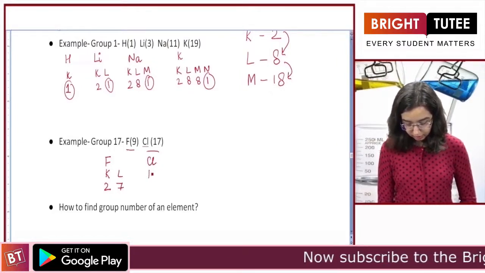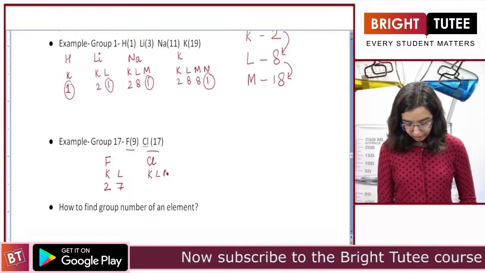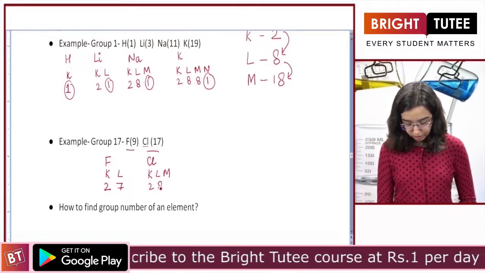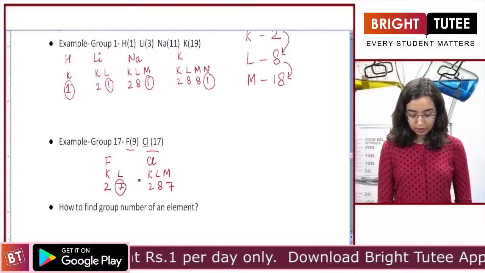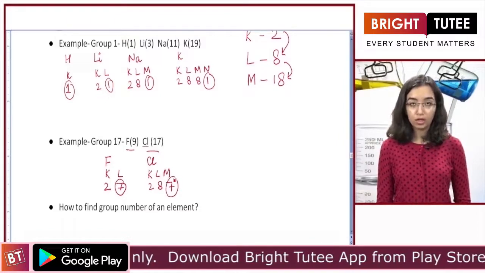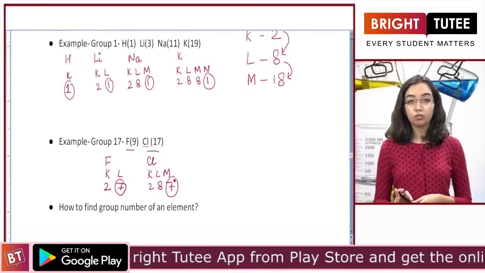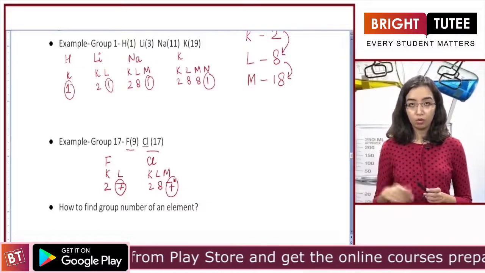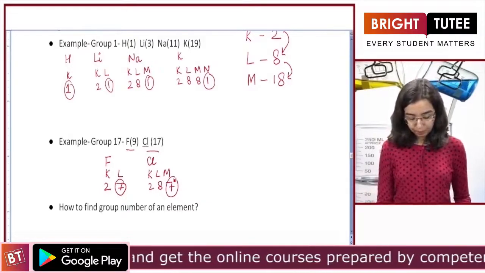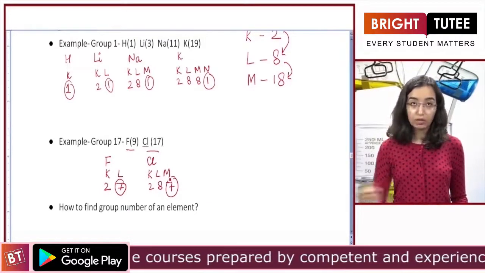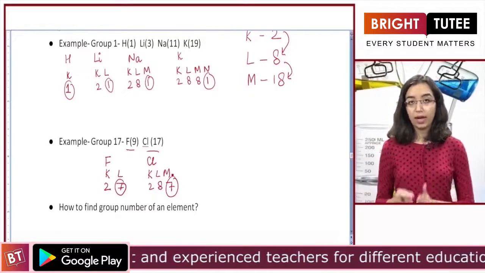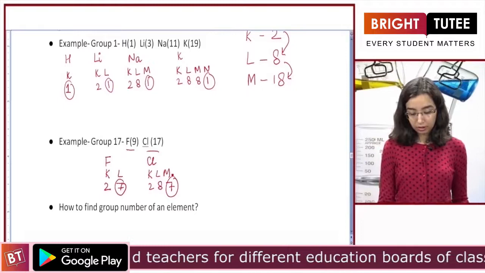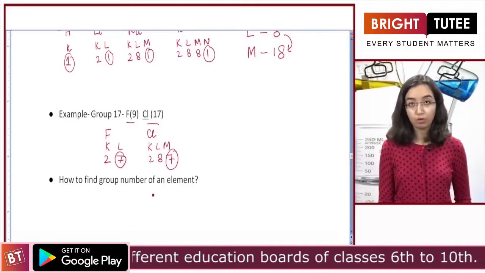Chlorine again has K, L and M shell. It has 2, 8, 7 configuration. So you see that both of them have 7 electrons in the outermost shell. So the number of electrons in the outermost shell in the group remains the same. Now, what if you're given a reverse question? I've shown you how to see that the pattern exists in the group, but what if you're given an element and you're asked to find its group number?